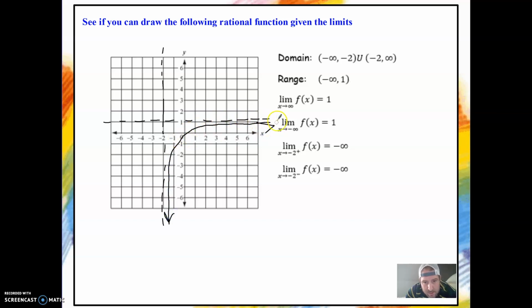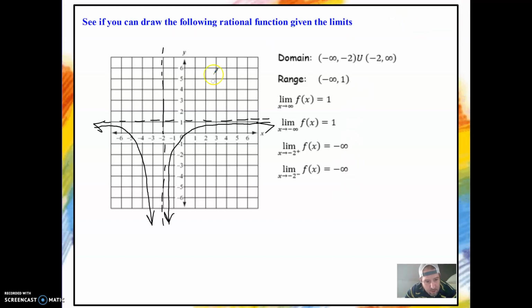Because this side, remember we said, is getting closer and closer to 1. This side's getting closer and closer to -infinity. And it looks like this side does exactly the same thing. As we go from the left-hand side closer and closer to a value of -2, it's also getting further and further down towards infinity.